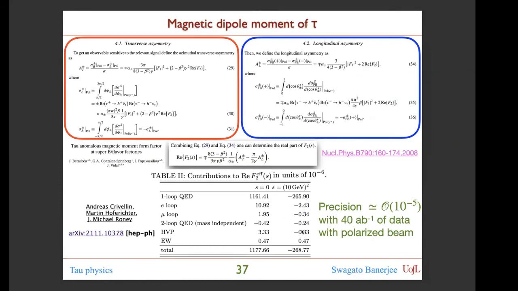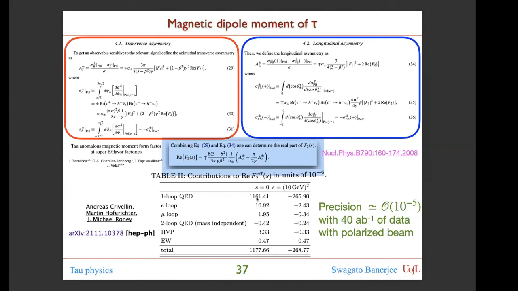The procedure to measure this is shown in this very complex set of equations. So we can measure the transverse asymmetry, which is parameterized by A_T, and we can measure this longitudinal asymmetry, which is parameterized by A_L. And then we can combine these measurements of the transverse and longitudinal asymmetry to extract F2.